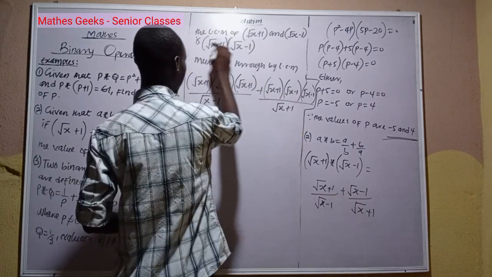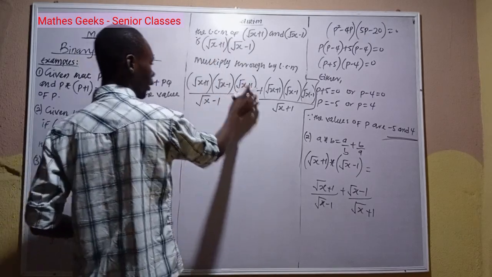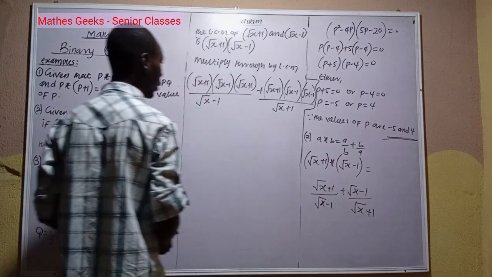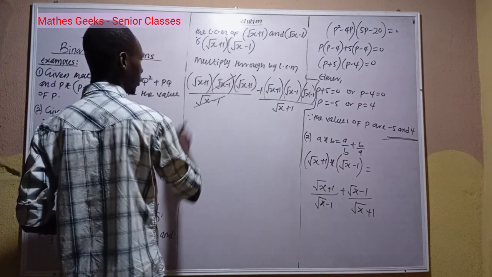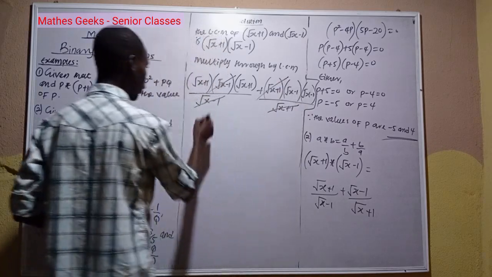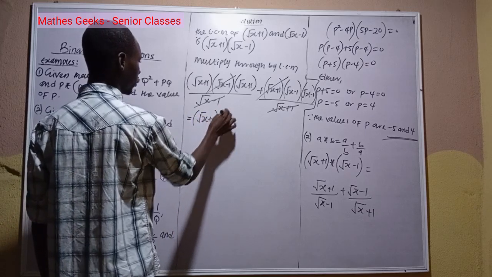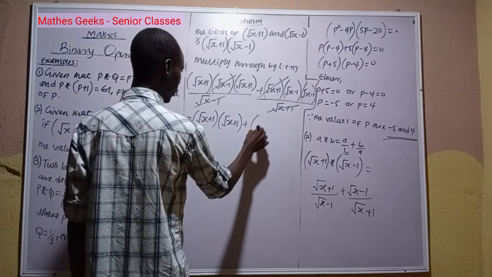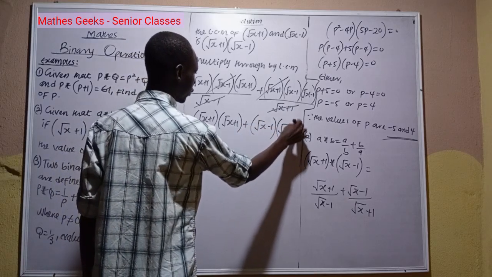So these two are the LCM, and these two are also the LCM. Root x plus 1 is root x plus 1 here, and root x minus 1 is root x minus 1 here. So what do we discover? This will cancel this, and this will cancel this. So we're left with root x plus 1 root x plus 1 plus root x minus 1 and root x minus 1.